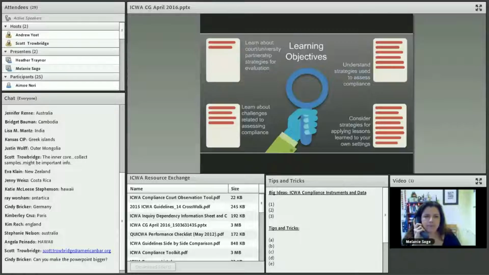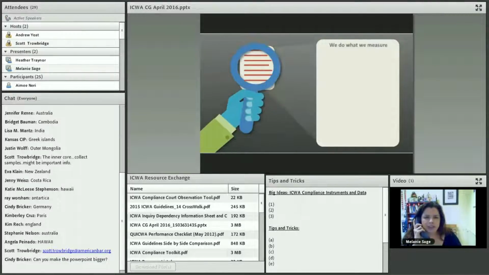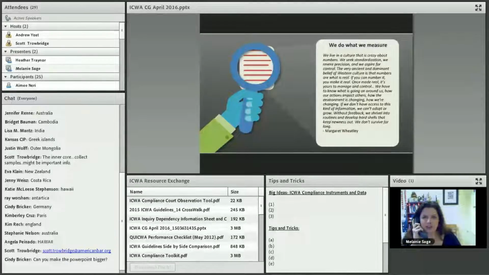So I like to start with this quote. We do what we measure. This is by an evaluator. She says, "We live in a culture that's crazy about numbers. We seek standardization, we revere precision, and we aspire for control. The very ancient and dominant belief of Western culture is that numbers are what is real. If you can number it, you can make it real. Once made real, it's yours to manage and control.